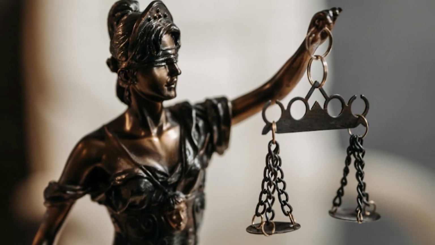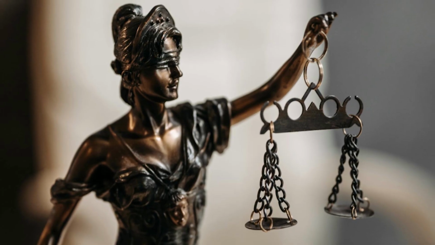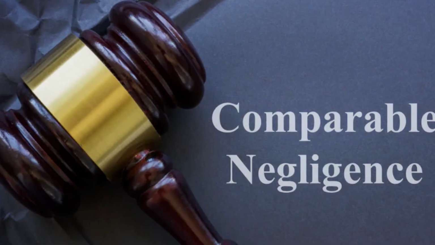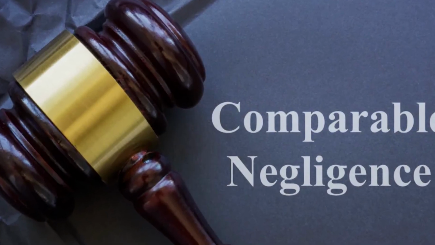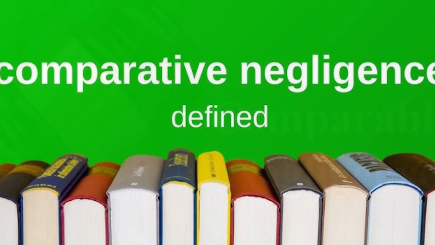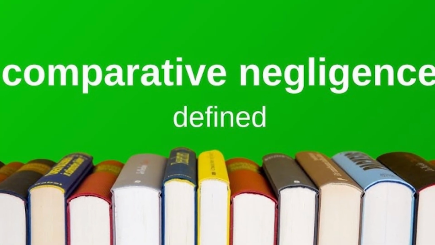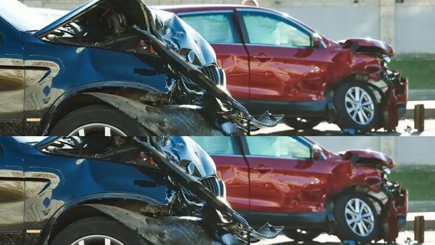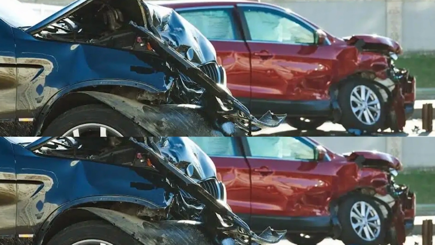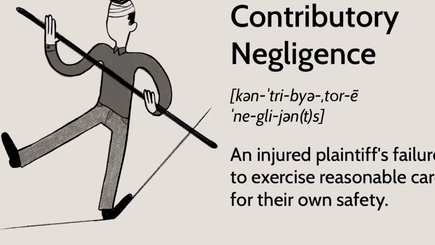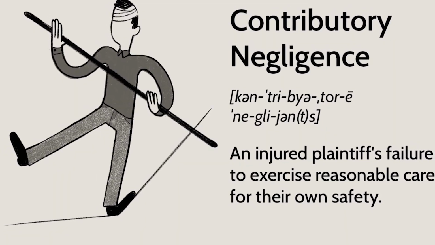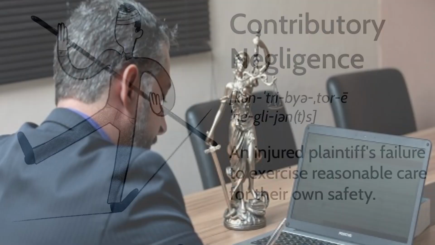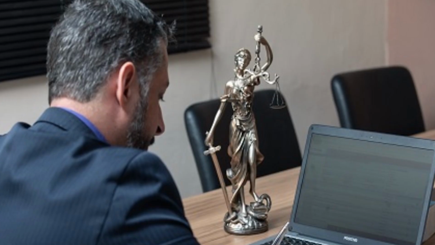There's also a much stricter rule called contributory negligence, which only a few states still use, including Maryland, Virginia, and North Carolina. In contributory negligence states, if you are found to be even 1% at fault, you cannot recover any compensation at all. This can be harsh, and it often leads to cases where injured people receive nothing, even if the other party was mostly to blame.